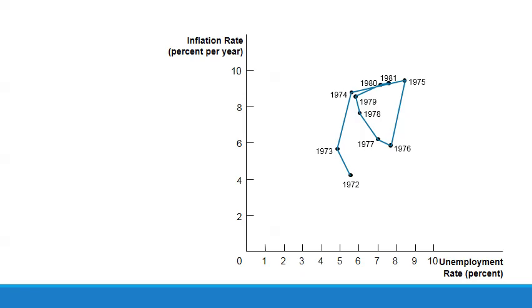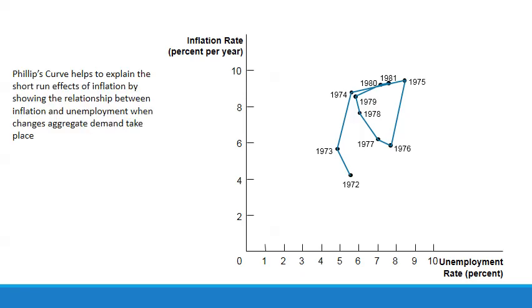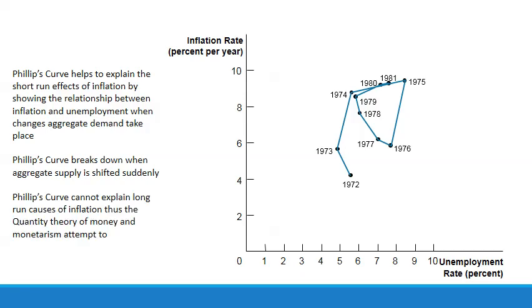It doesn't happen that often, but you can see what happens and the impact, and you can imagine how difficult it would be from an economic policy standpoint to try to fix the economy. So Phillips curve helps to explain the short-run effects of inflation by showing the relationship between inflation and unemployment when changes in aggregate demand take place. Phillips curve breaks down when aggregate supply is suddenly shifted. That's what happened in the 70s. We saw aggregate supply shifting to the left, an adverse supply shock, and you can see the result looking at Phillips curve. So Phillips curve cannot explain long-run causes of inflation.